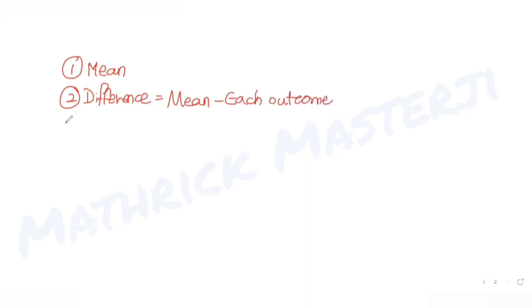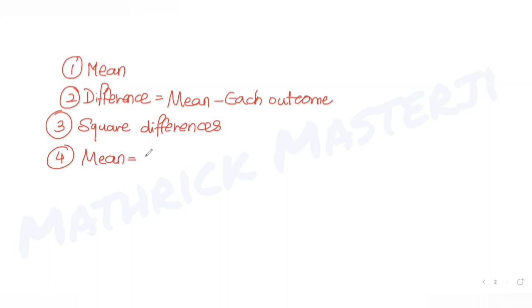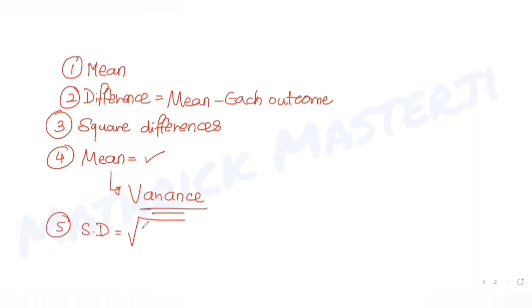Then the third step, once I find the differences, I have to square those differences. The fourth step is to again find the mean of all the squares that you have taken out. That mean basically gives you the variance of the data. Further, if you had been asked for standard deviation, the fifth step would be to take the square root of that variance. But since in this question we have only been given variance, we don't use this step. So we're just going to follow these four steps.